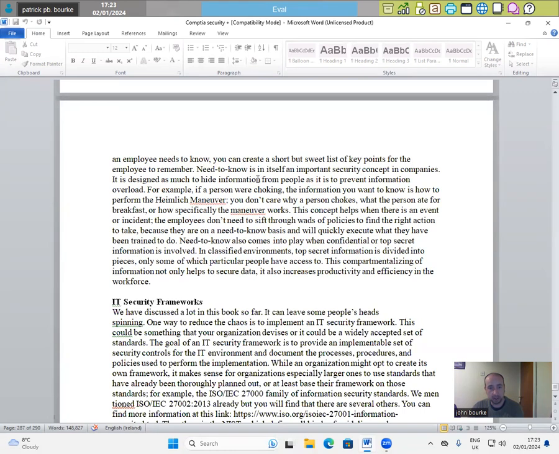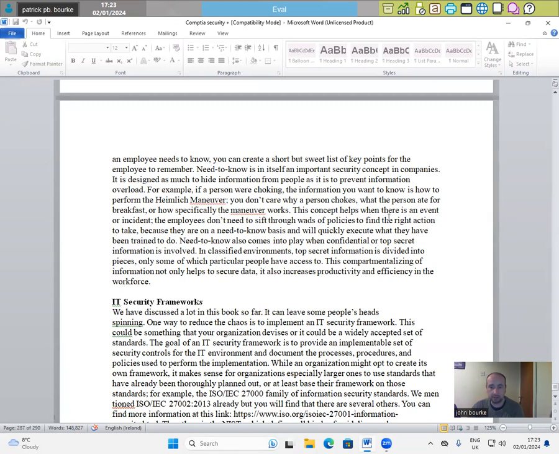Need to know is in itself an important security concept in companies. It is designed as much to hide information from people as it is to prevent information overload. For example, if a person were choking, the information you want to know is how to perform the Heimlich maneuver. You don't care why a person chokes, what the person ate for breakfast, or how specifically the maneuver works.